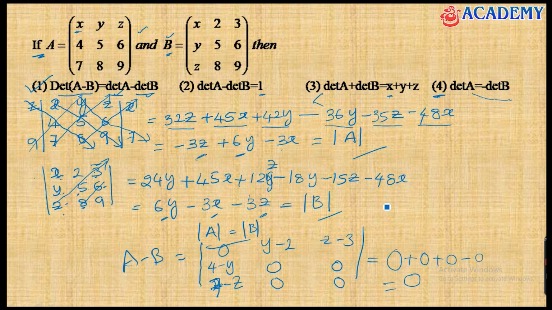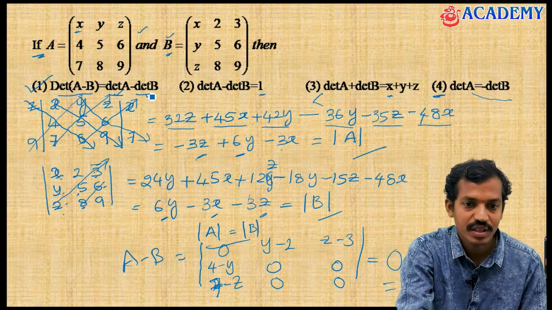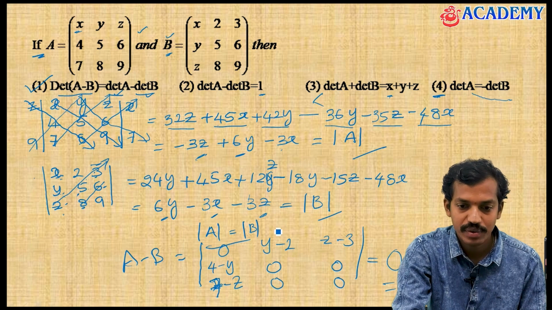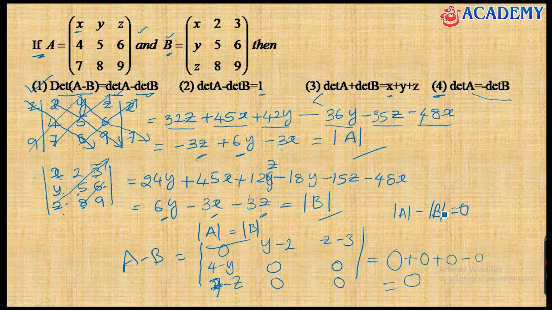That is why determinant of A equals determinant of B means determinant of A minus determinant of B is also 0. Simply, determinant of A minus determinant of B is 0.